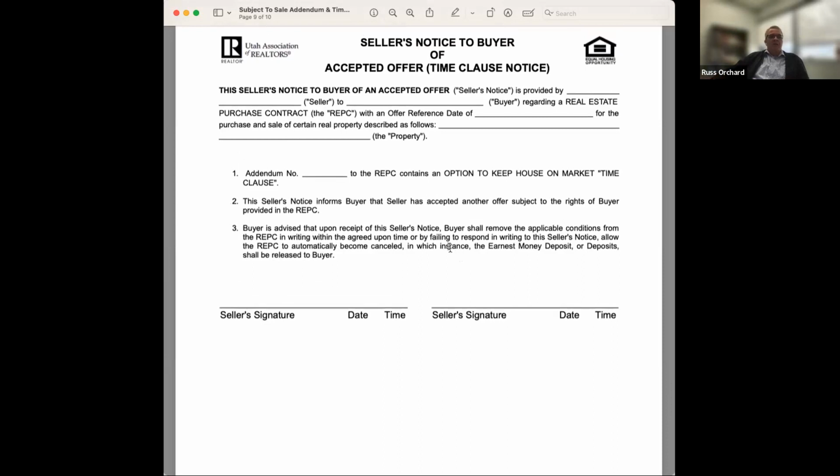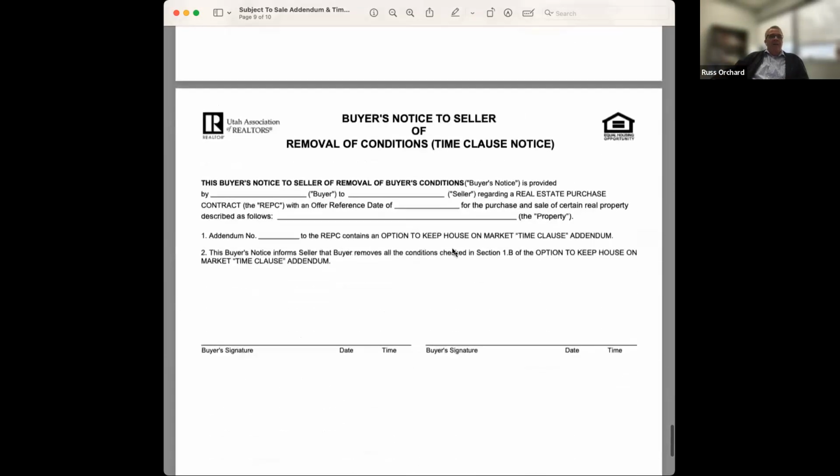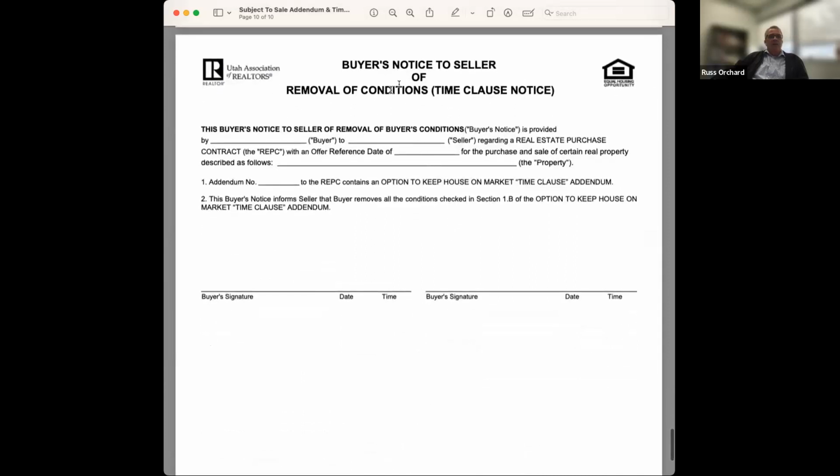Okay. So once they get this, then that time clock is going to start. And then if the buyer is going to remove the conditions, they have this notice from the buyer to the seller of the removal of conditions. So they're going to fill this out. This is the buyer's notice to the seller. Removal of buyer's conditions is provided by the buyer to the seller with the purchase contract reference date of and the property address.